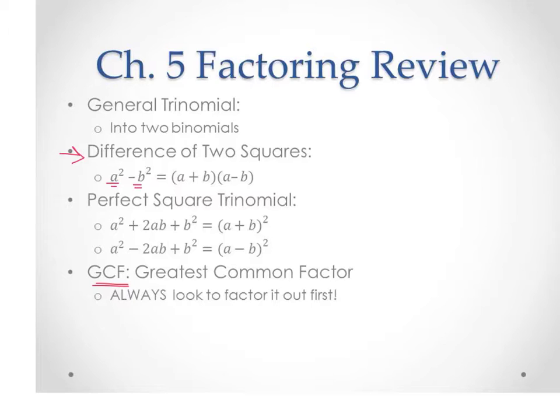And then also your perfect square trinomial. Remember, we talked about the first term being something squared, the last term being something squared. Multiply them together and double it, and if you get that middle term, then it's probably a perfect square trinomial.